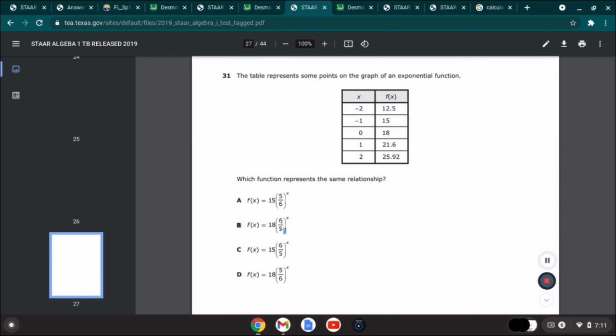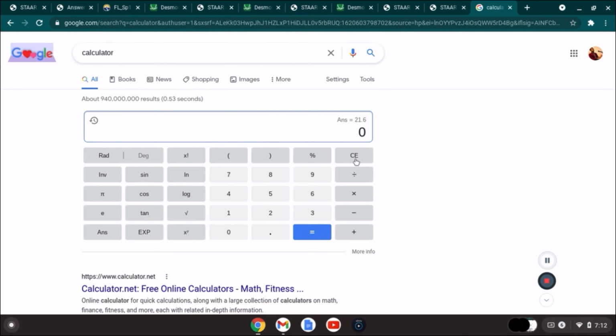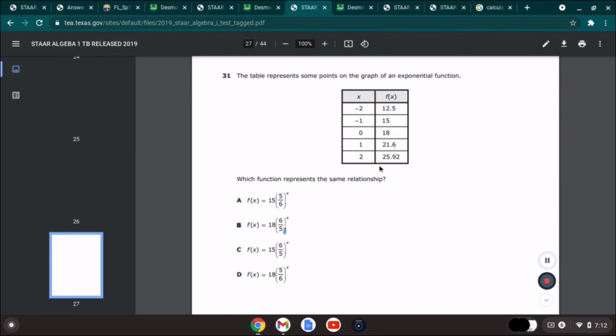But remember, guys, you never just want to jump the question. If you have another reasonable answer choice, also go for it as well, as it could be correct. So let's try that. So 5 over 6, raised to the first power, gives us itself, then times 18, that will give us 15. Notice 15 is not what we're looking for. We're looking for when x is 1, y should be equal to 21.6. So therefore we can conclude that B is our correct answer choice.